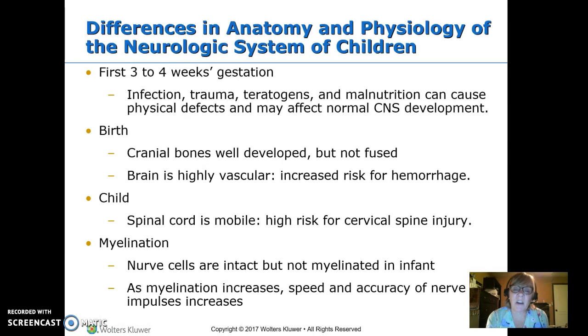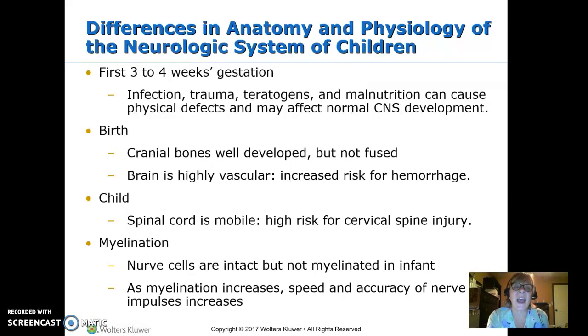On a baby, the first 3 to 4 weeks of gestation, this is where the brain and the spinal cord really are developing. So an infection or trauma, or if the mother exposes that fetus to some kind of a teratogen, or if the mom's malnutrition, all of those things can do damage to the developing central nervous system of the fetus.